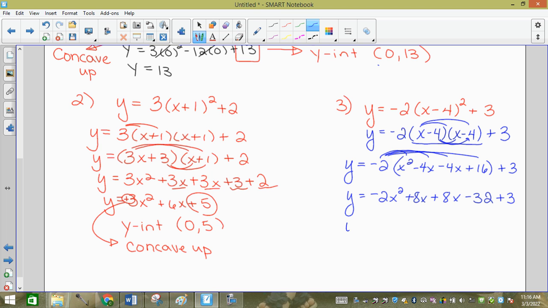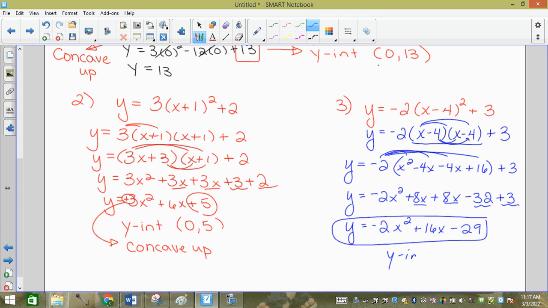So I get y equals negative 2x squared plus 16x minus 29. What's my y-intercept at? (0, negative 29). And is it concave up or concave down?